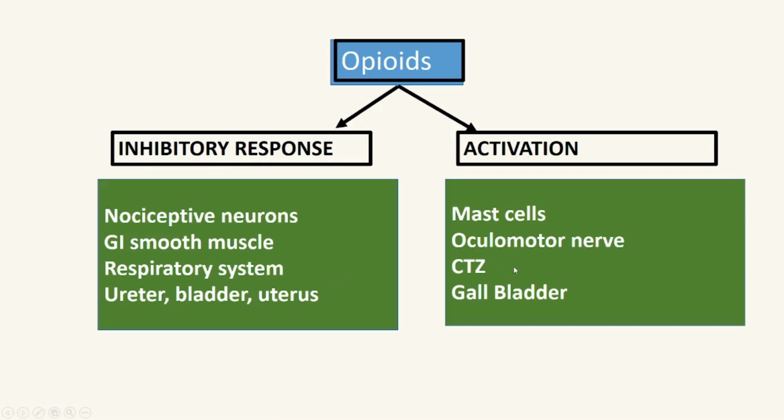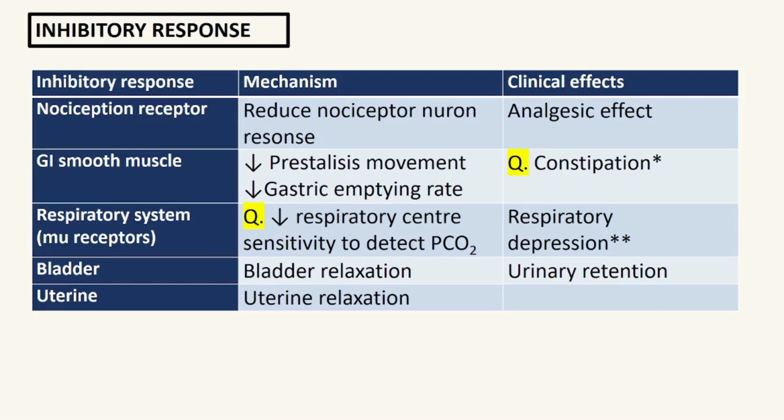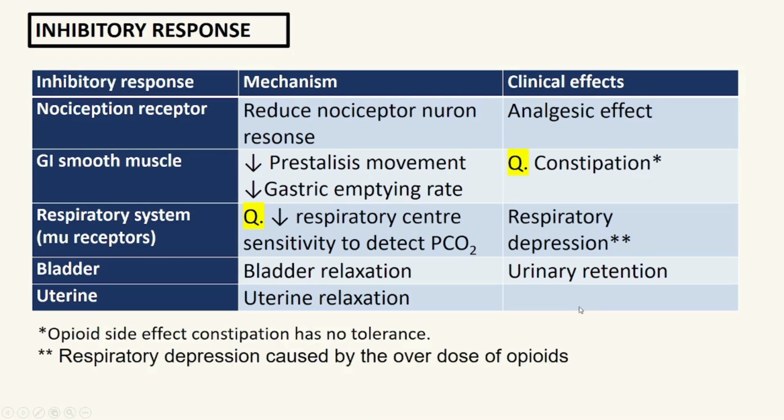And then the oculomotor nerve and also the chemoreceptor trigger zone are the sites where they activate, and therefore they result in nausea, vomiting, and they also have an effect on the gallbladder. So let's see what kind of response the inhibitory response produces. The inhibitory response produces the analgesic effect, constipation, respiratory depression, and urinary retention, which are commonly associated with the inhibitory response of the opioid neurotransmitters.